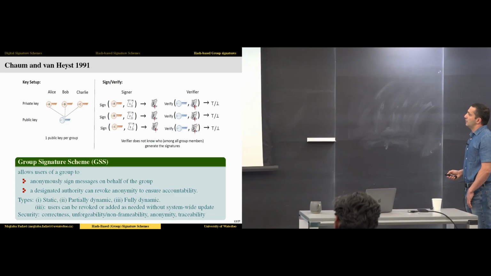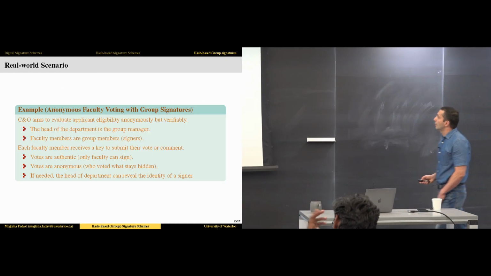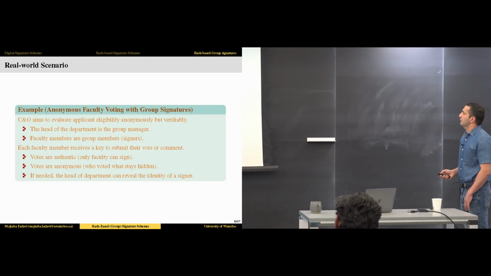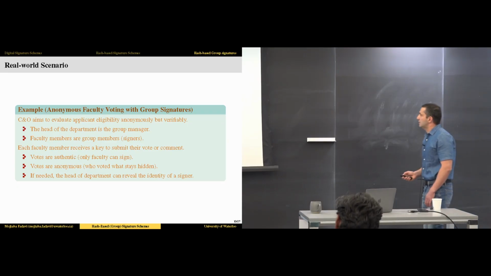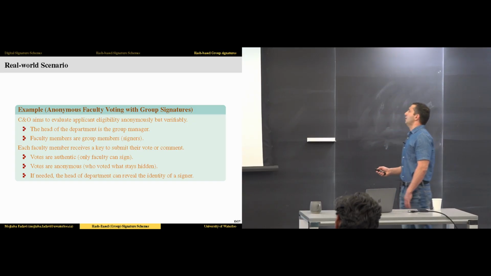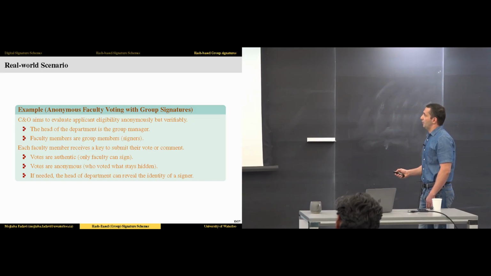It means that from the signature you cannot find the signer, but in case he misbehaves, you can trace him. Okay, but let's see a real world scenario. Suppose that the head of the department aims to evaluate applicants' eligibility anonymously but verifiably. So the head of the department is the group manager of the system.